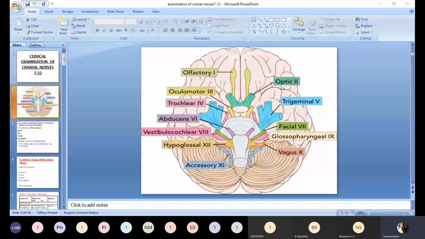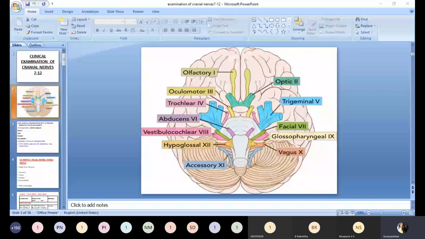So first let us discuss the 7th cranial nerve. 1 to 6 has already been discussed, so I'll be explaining from the 7th to the 12th cranial nerve. Your 7th cranial nerve is the facial nerve. The facial nerve originates from the pons. Ma'am might have already told where exactly the nuclei of the cranial nerves are present, within the brain. The nucleus for the facial nerve is in the pons and it lies lateral to the 6th nerve nucleus.